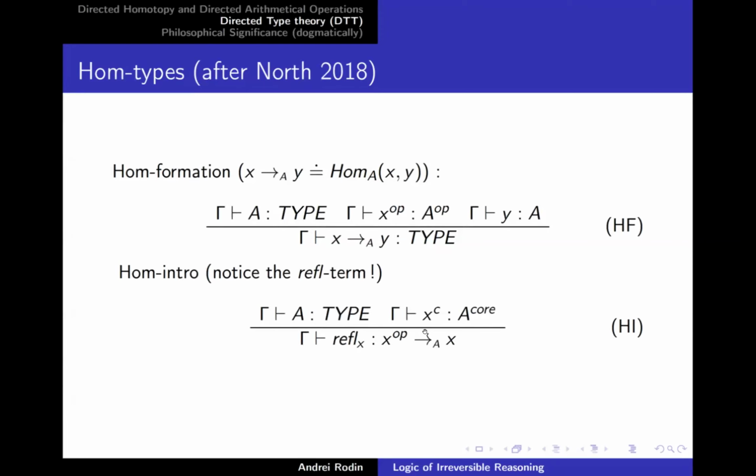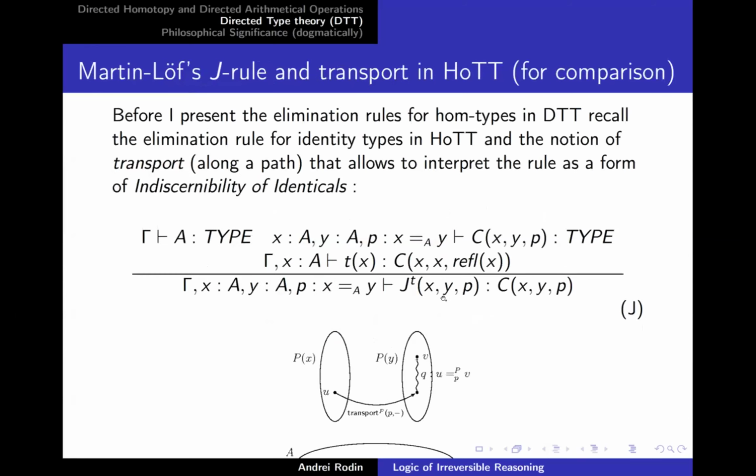So we pick up this reflection term, which is basically the same here, except we also think about this reflection as not necessarily invertible, right? So we take X op, just X, but we start with the idea that this A core is inhabited, which is true in normal category theory because we always have the identity morphism, which is invertible.